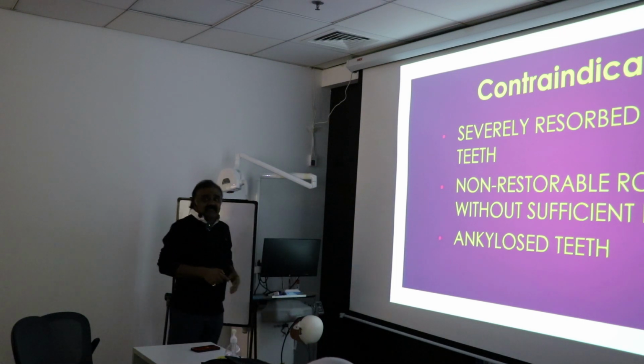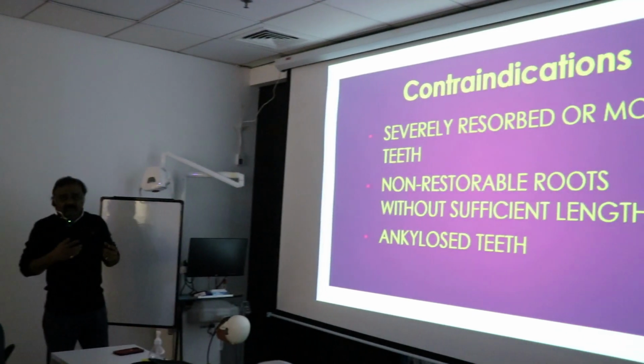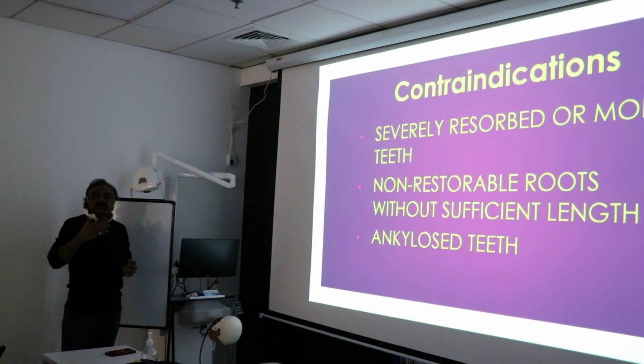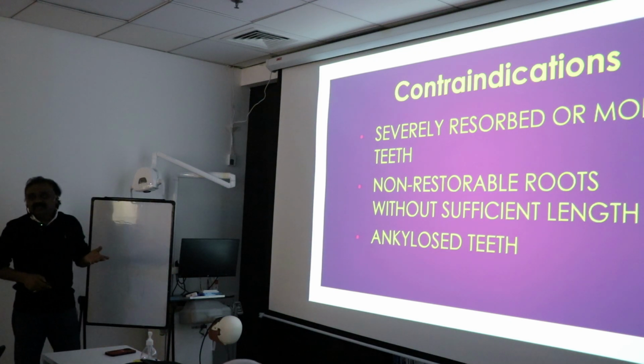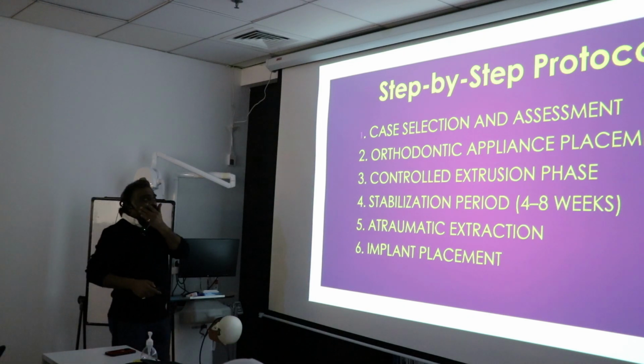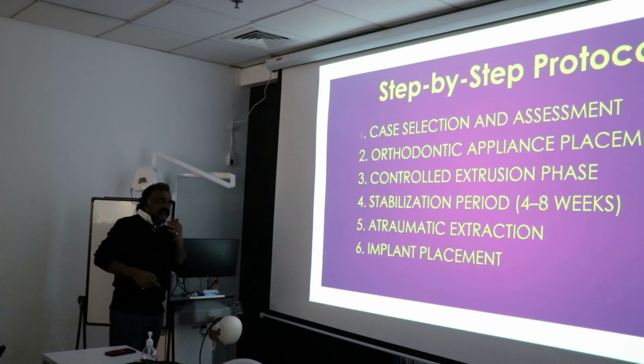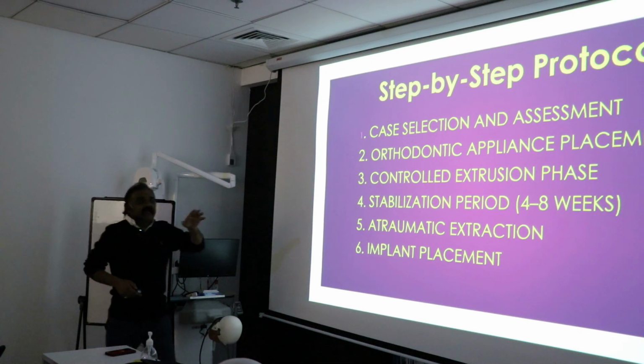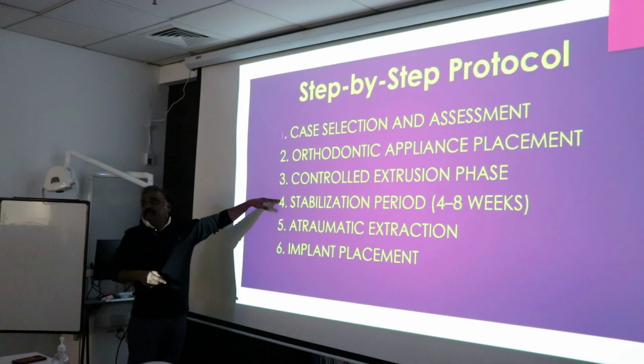Non-restorable tooth without sufficient length? Yes, because you can alter the crown root ratio when you do an extrusion for restoration purposes. And of course, if the tooth is ankylosed, we never get to do it, right? So case selection and assessment, orthodontic appliance placement, controlled extrusion phase, that's what I was talking. And this is the answer to your question, doc.